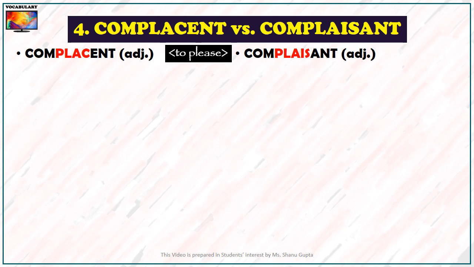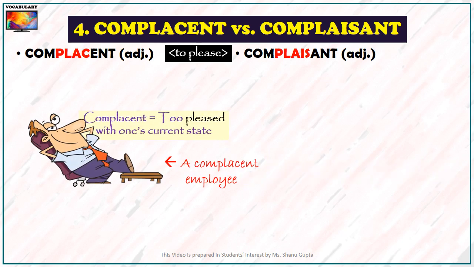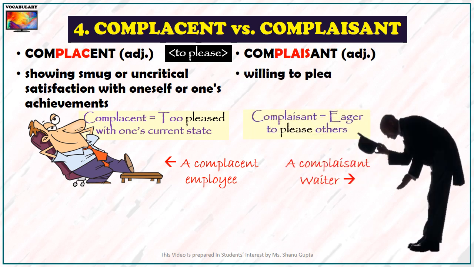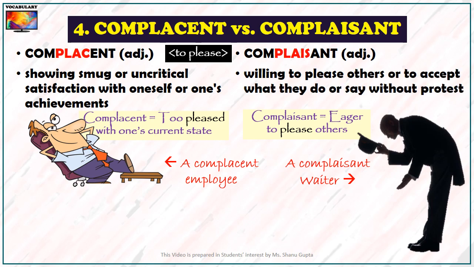A complacent person is someone who is too pleased with one's current state. Like you can see a complacent employee in this picture who is resting in his workspace, not bothered about work at all. The word complacent describes someone who shows smug or uncritical satisfaction with oneself or one's achievements. On the other hand, a complaisant person is one who is too eager to please others or to accept what they do or say without protest.